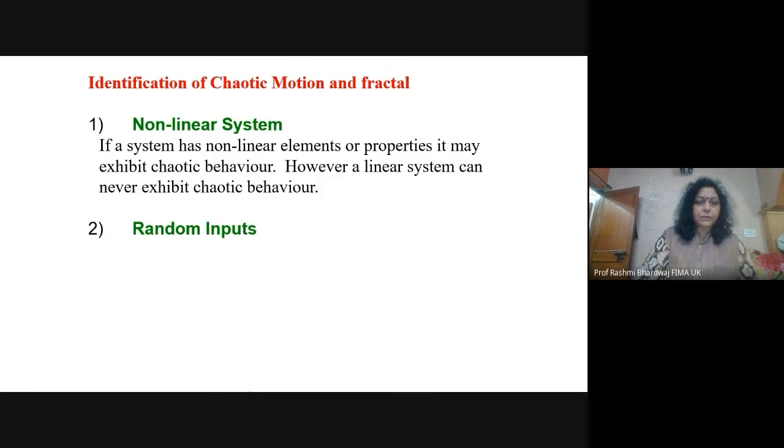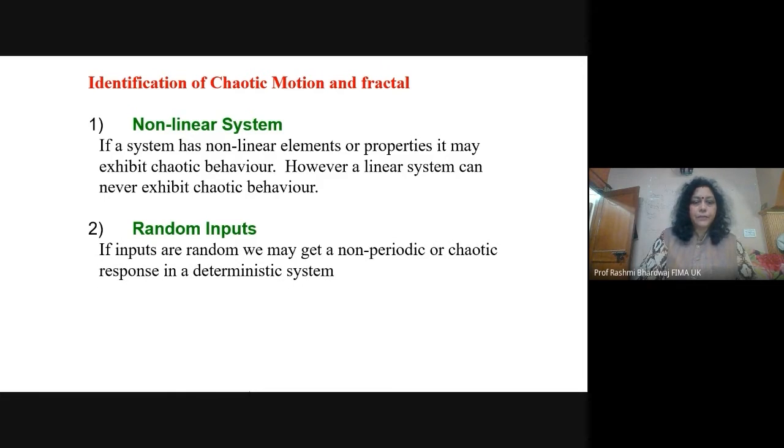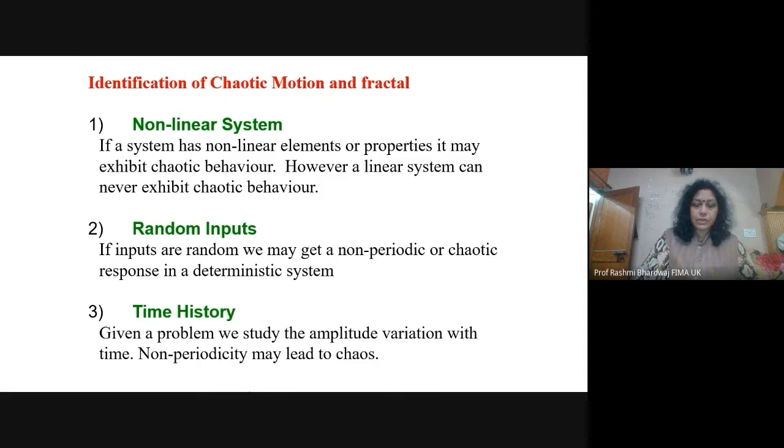When we have random inputs, like yesterday we took the r values, as we are taking the random input, then we may get a non-periodic or chaotic response in a deterministic system. Time history also, yesterday I showed how with the change in the amplitude variation with time, non-periodicity may lead to chaos.